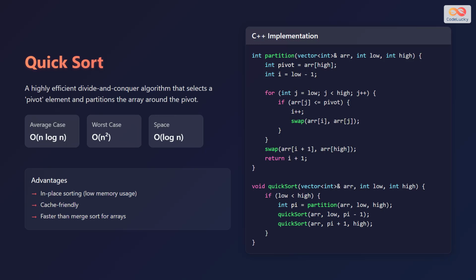Some of the advantages are in-place sorting with low memory usage, cache-friendliness, and being faster than merge sort for arrays. Here is the C++ implementation, highlighting the partition and quicksort functions.